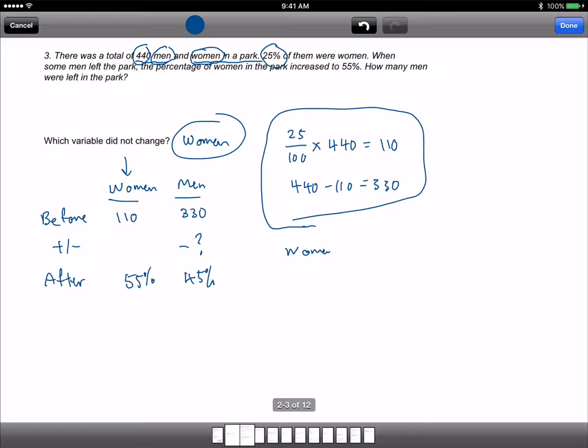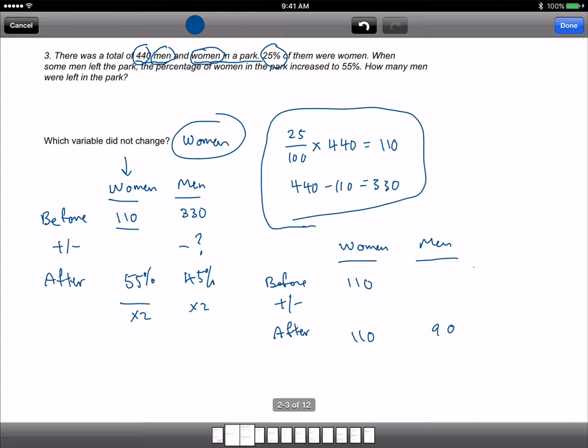Women, men, before, plus or minus, after. So what's the common multiple between 110 and 55? It's actually 110, and this makes it 110. I actually have to multiply by 2, this also multiply by 2, so this becomes 90, and here is 330.